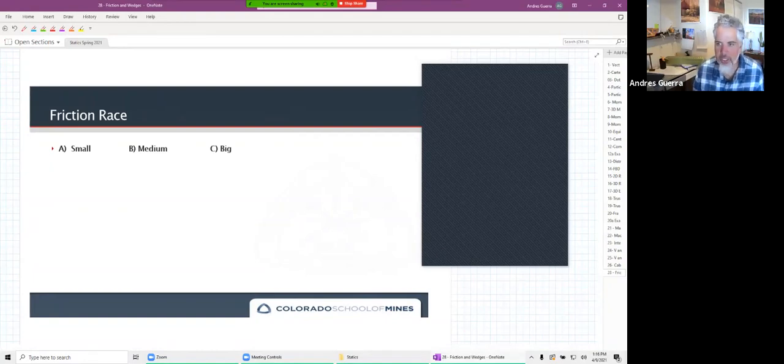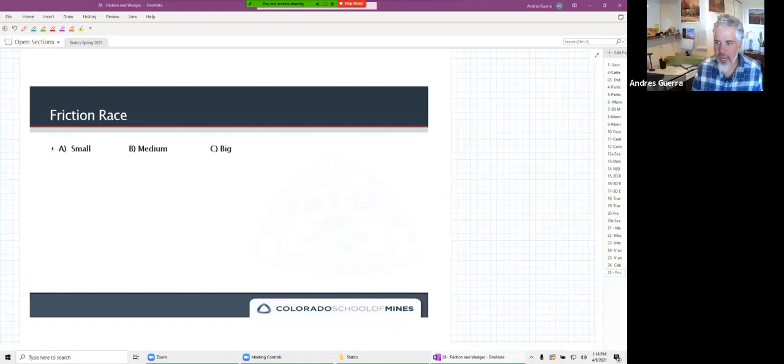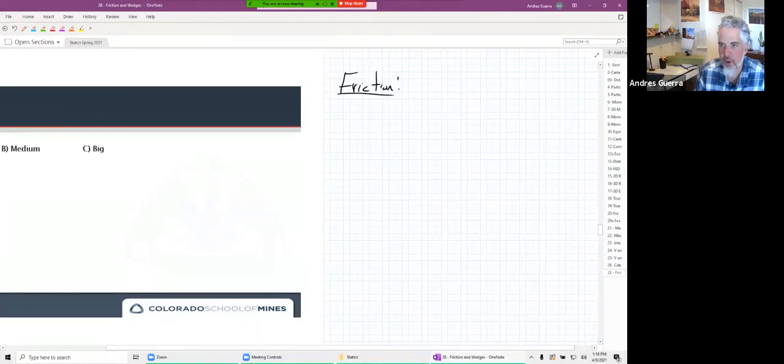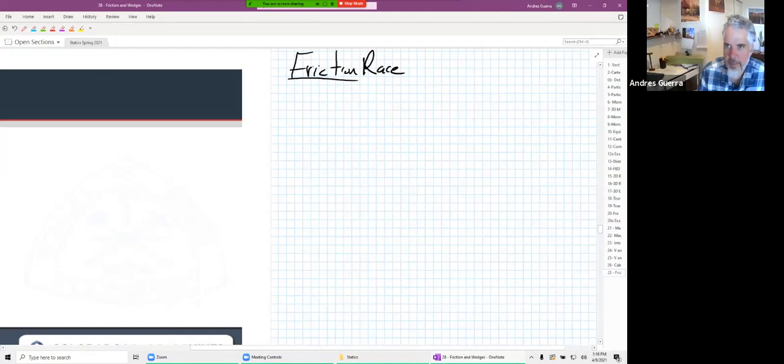But yeah, they all slid at the same time. And so the reason is because the coefficient of friction is the same for all three of those objects. So let's take a look here at our friction race. And let me zoom in just a little bit more, make writing easier here.